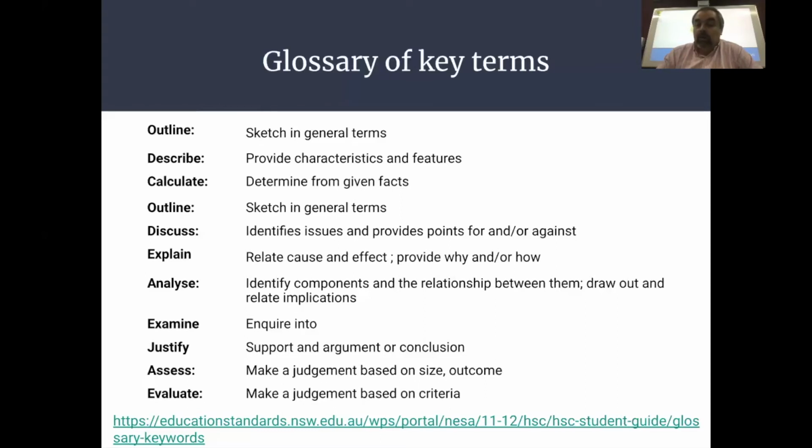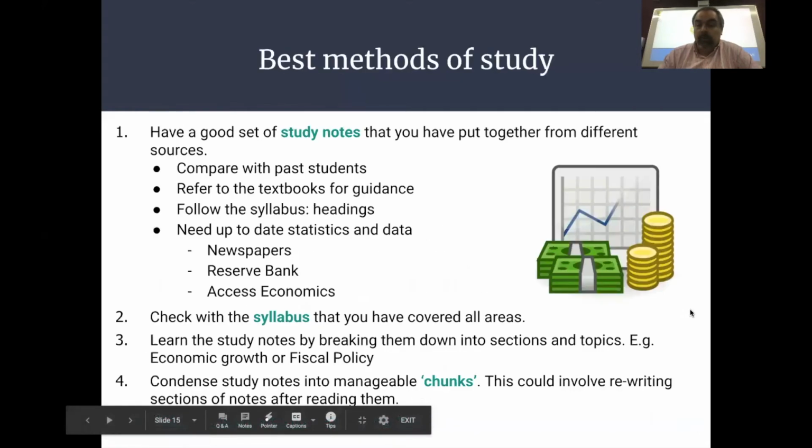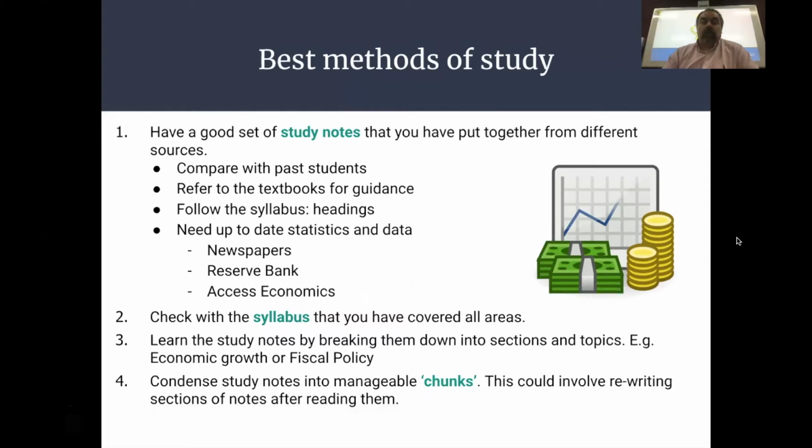So evaluations in economics, the criteria we can use there centers around things like evidence and statistics and opinion, etc. But the full range of those glossary terms are given on the NESA website. All right, so let's move into the best methods of study.